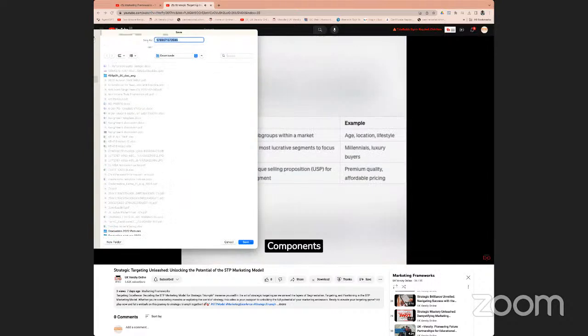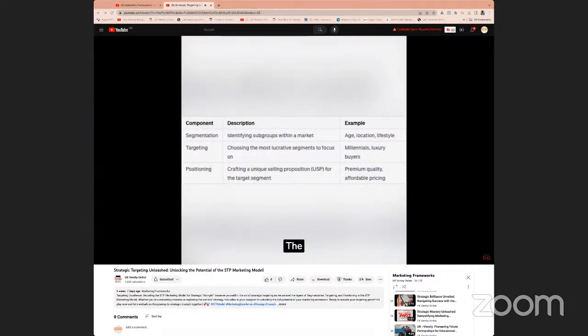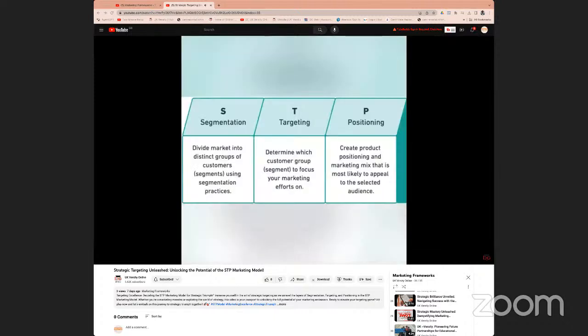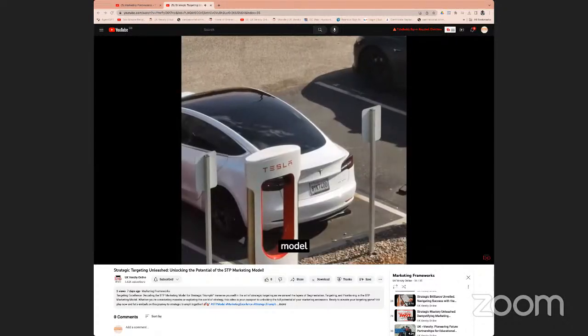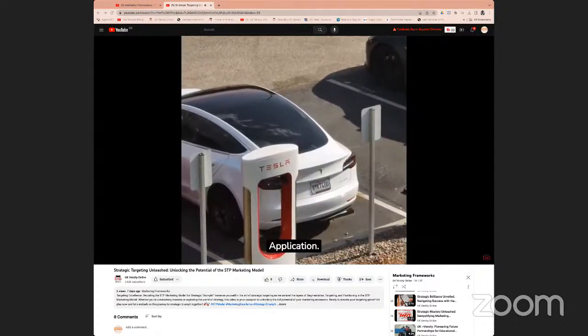Let's discuss the components of the STP model. The STP model serves as a conceptual framework that guides marketers through the process of market segmentation. The STP model is grounded in the theory of market segmentation, which emerged in the late 1950s. It postulates that markets are heterogeneous and can be divided into segments that can be individually targeted. Let's discuss the model using a real-world application.